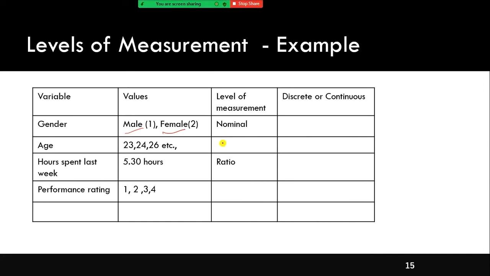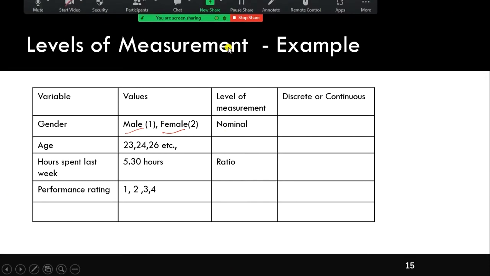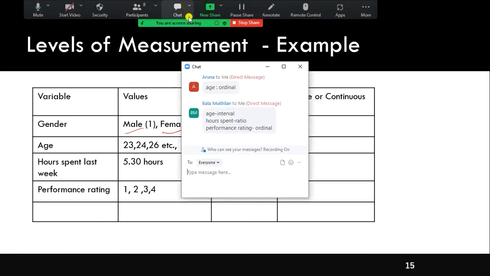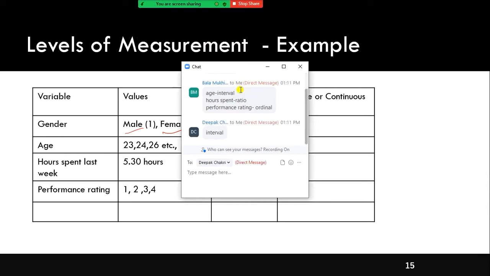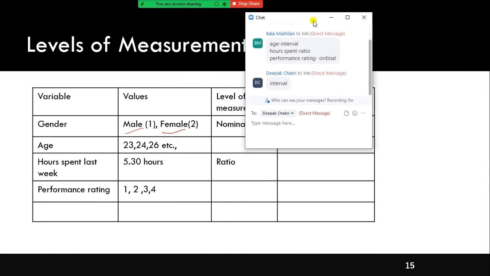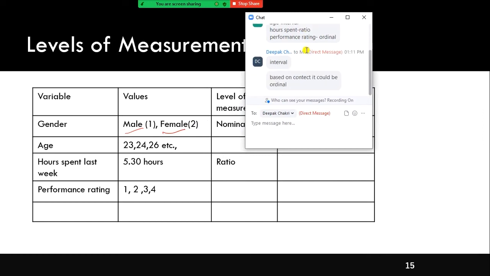How about Mukilan and others, can someone else tell me what is the scale of measure for age? Age is interval, okay. Hours spent is a ratio. Performance rating is ordinal. Very good. So this is the correct answer. The correct answer is age is an interval and hours spent is a ratio, because it has a decimal value. See, this is a continuous, and this is a discrete variable, a whole number. There is no superiority that comes into the picture. When it comes to superiority, then we call it the ordinal type of variable.